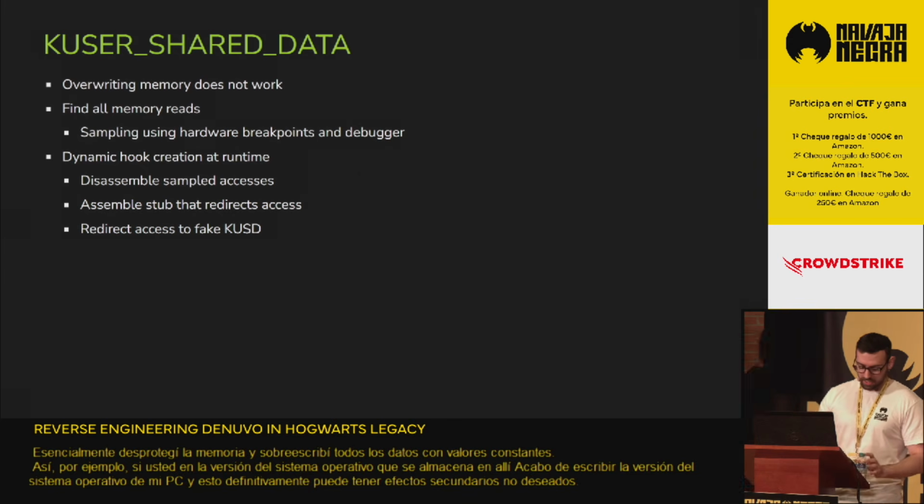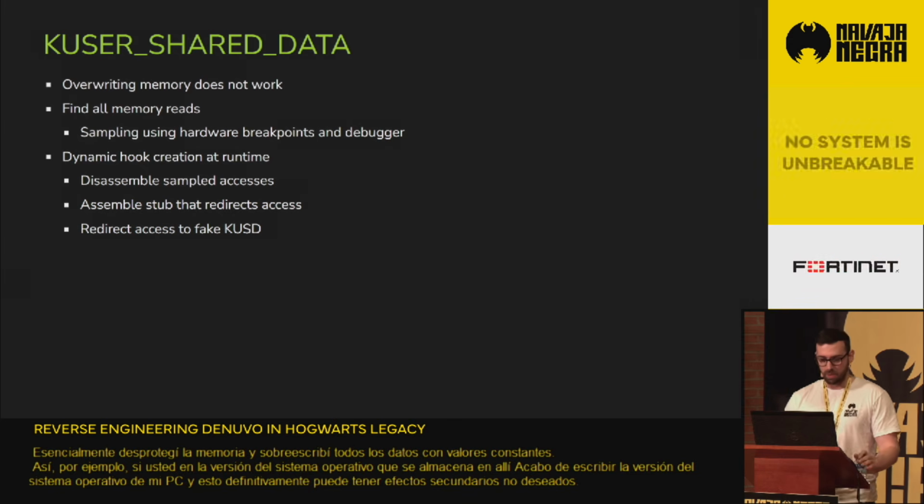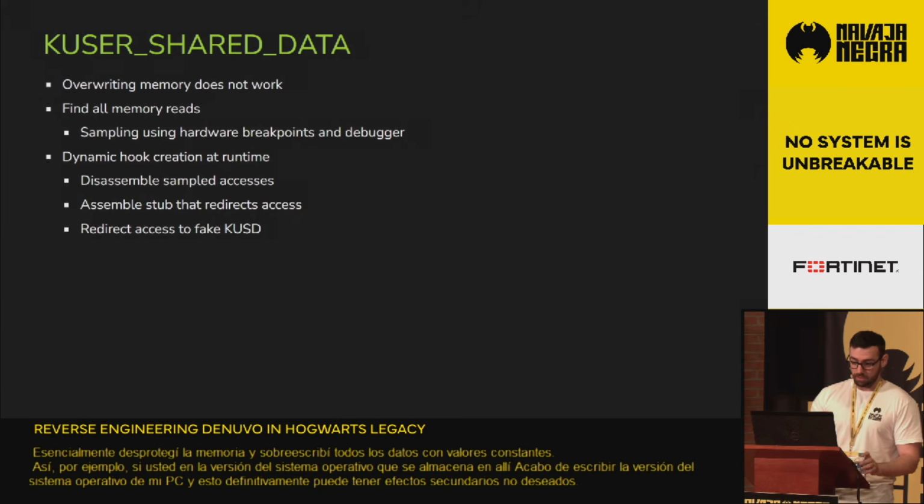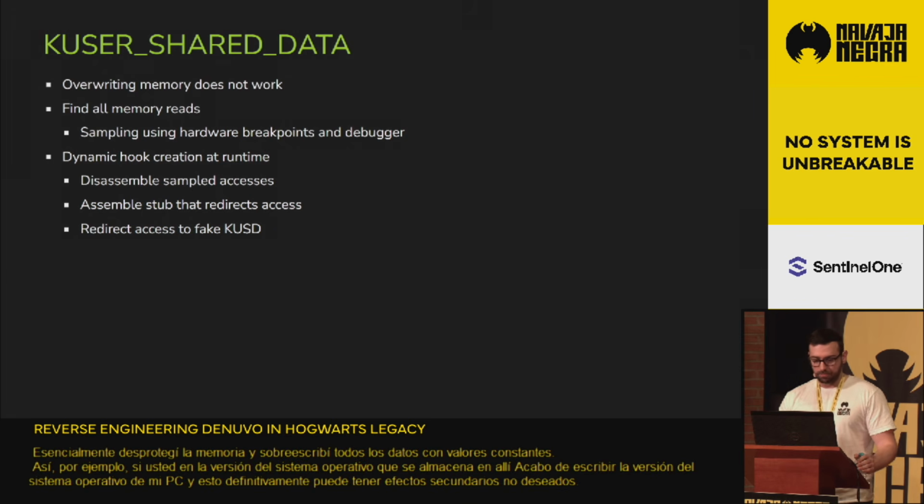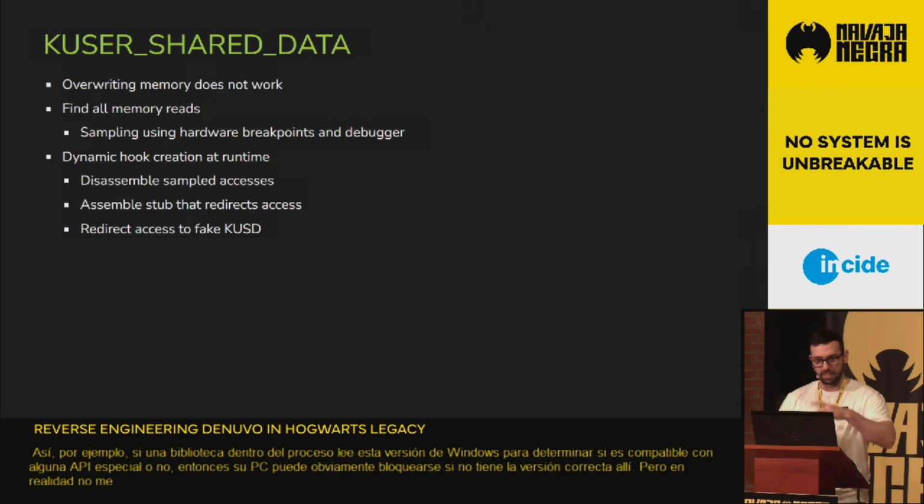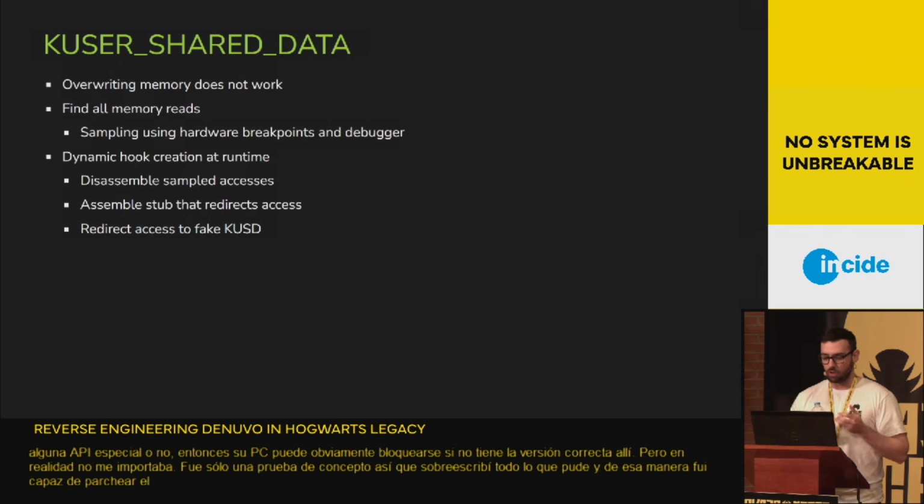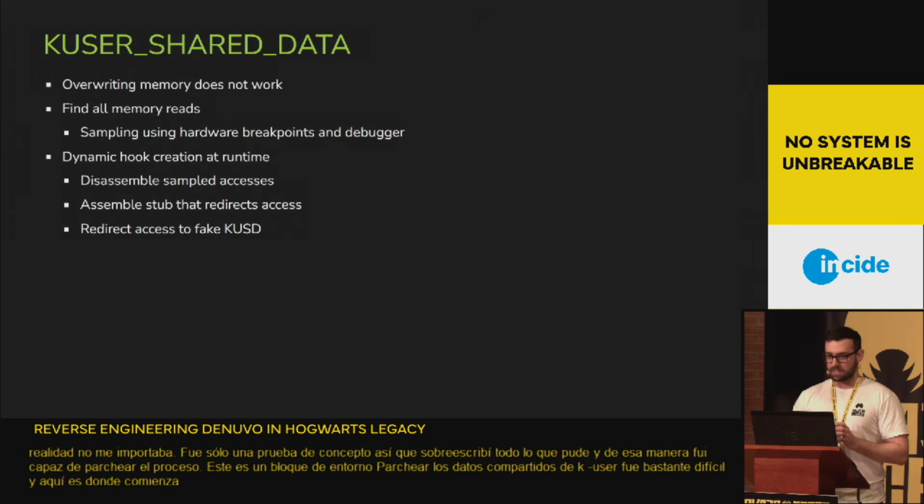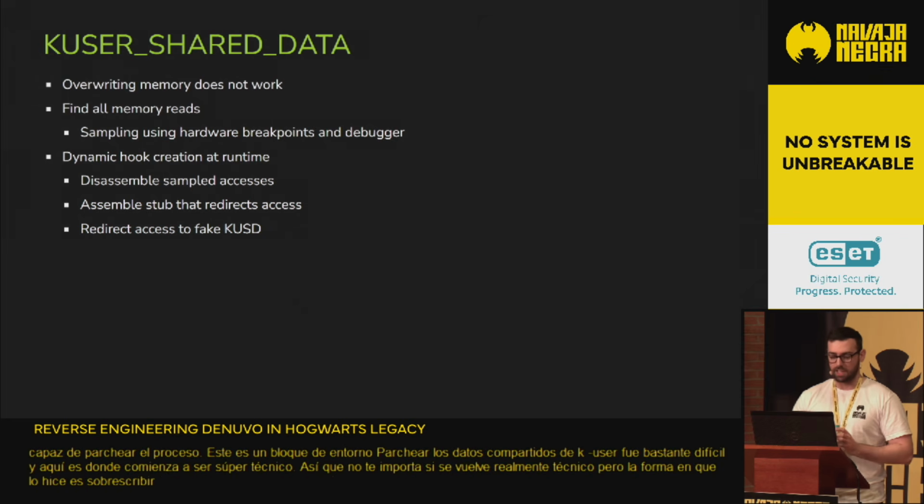Patching KUSER_SHARED_DATA was pretty hard. And this is where it starts getting super technical, so don't mind if it gets really technical. But the way I did that: overwriting memory, like for the previous one, did not work. I think that's because the kernel prevents that. And what I did instead, I tried to find every location in the game that accesses this memory region. So I attached a debugger and I did some sampling and I played the game, and essentially I tried to collect every memory access, every instruction that accesses KUSER_SHARED_DATA.